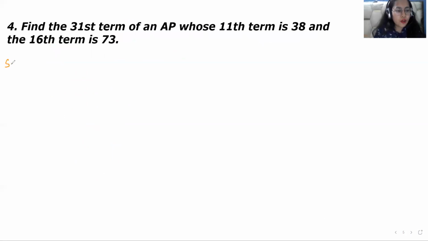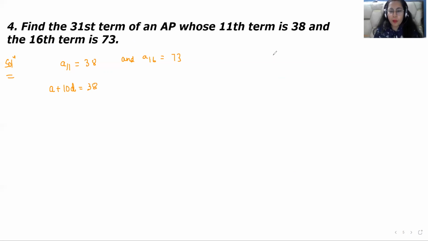Now, we are going to solve our question number 4. Read this. Find the 31st term of an AP whose 11th term is 38 and the 16th term is 73. So we have to find A31, where A11 is given, that is 38, and A16 is given, that is 73. So how can you write A11? A11 is the first term plus 10 times D, this is equal to 38.